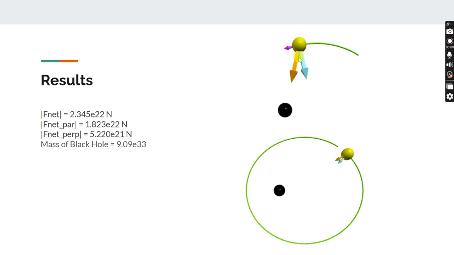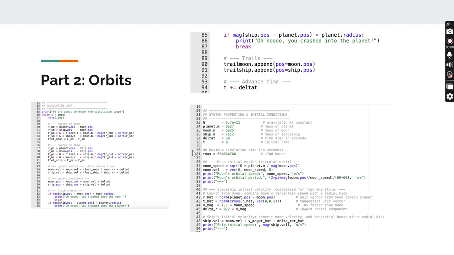The results, as you can see, the star moved around the black hole, and these are values for FNet. And then we had a bunch of values for the mass of the black hole, and we averaged them and found the mass of the black hole to be 9.09 times 10 to the 33rd kilograms.